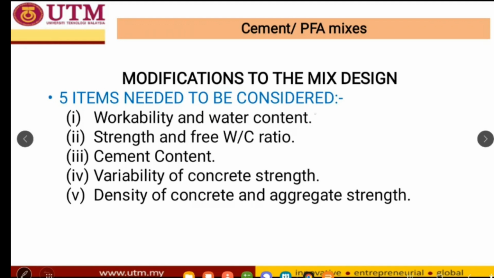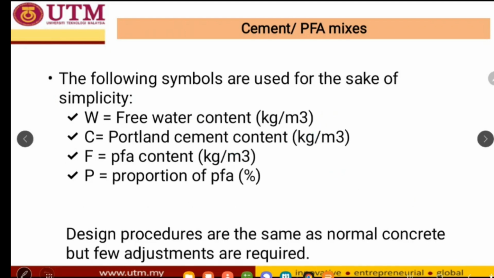The first one is the workability and water cement ratio, because the adding of the PFA will adjust or modify a little bit of the water requirement, and then the strength and also the free water cement ratio. Third one is the cement content, and then the fourth one is the variability of the concrete strength, and the last one is the density of concrete and aggregate strength. All right, so these are the modifications that we are going to do.